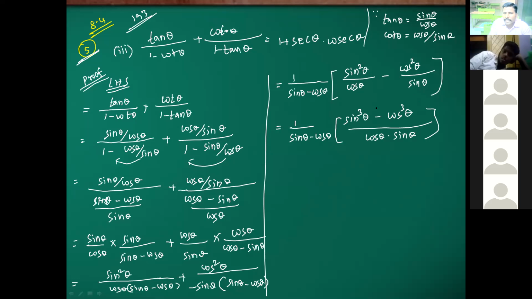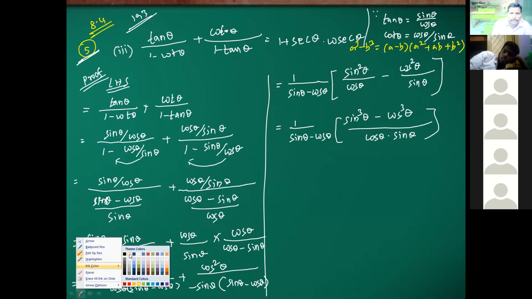Now see the numerator. Here I'm going to use some identity, some formula. This is a cube minus b cube. This formula I'm going to use. So what is that? A minus b into a square plus ab plus b square. This is the algebraic identity I'm going to use. Here a cube minus b cube, where the a value is sin theta and the b value is cos theta. Like that I'm going to use it. So this also you just remember.